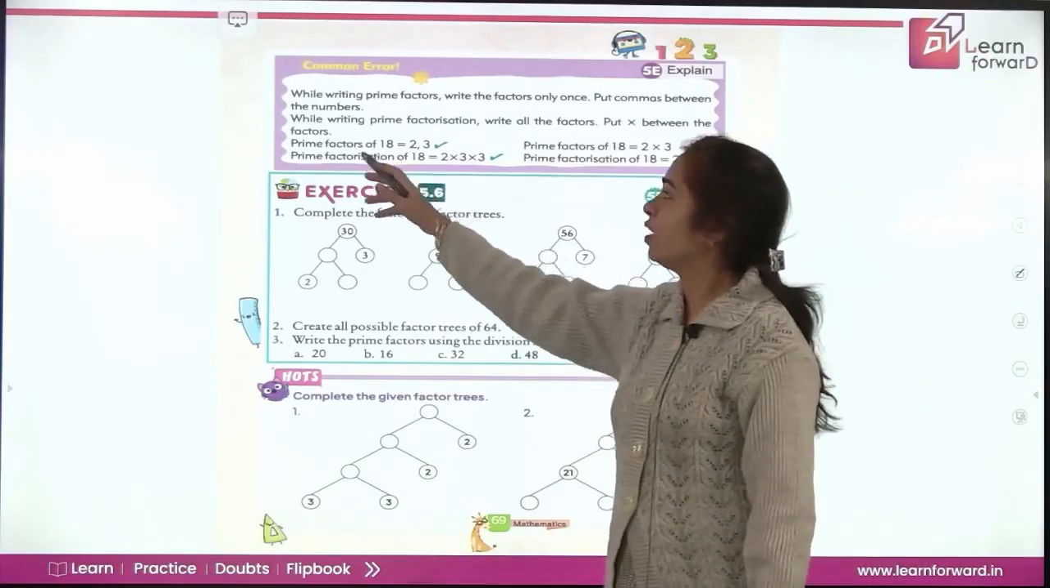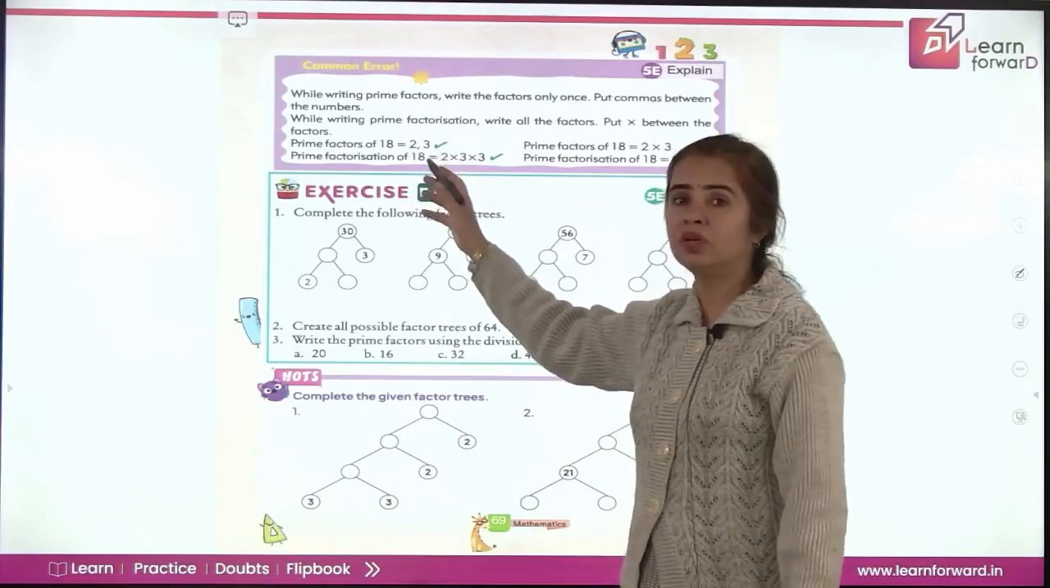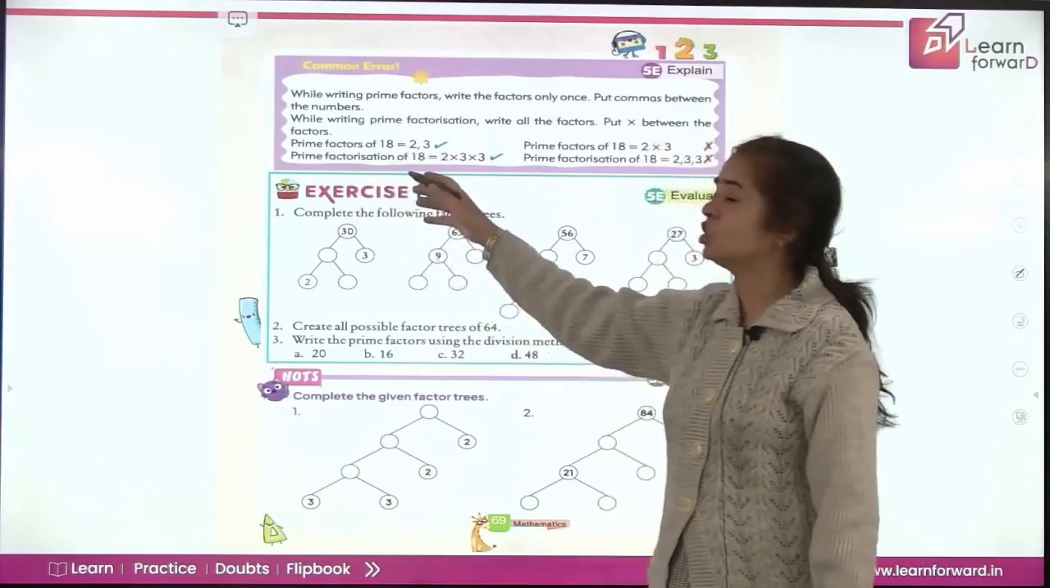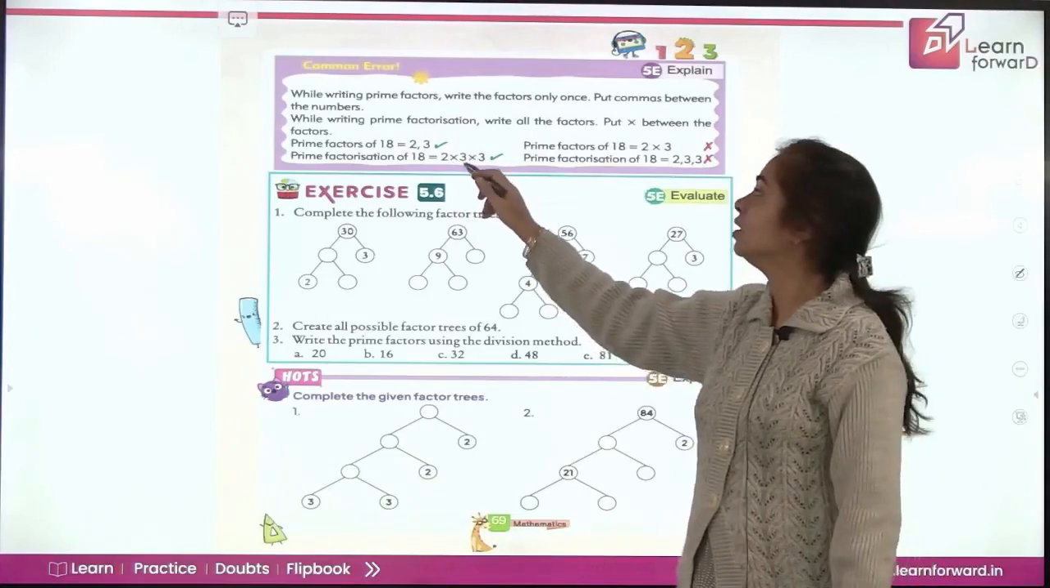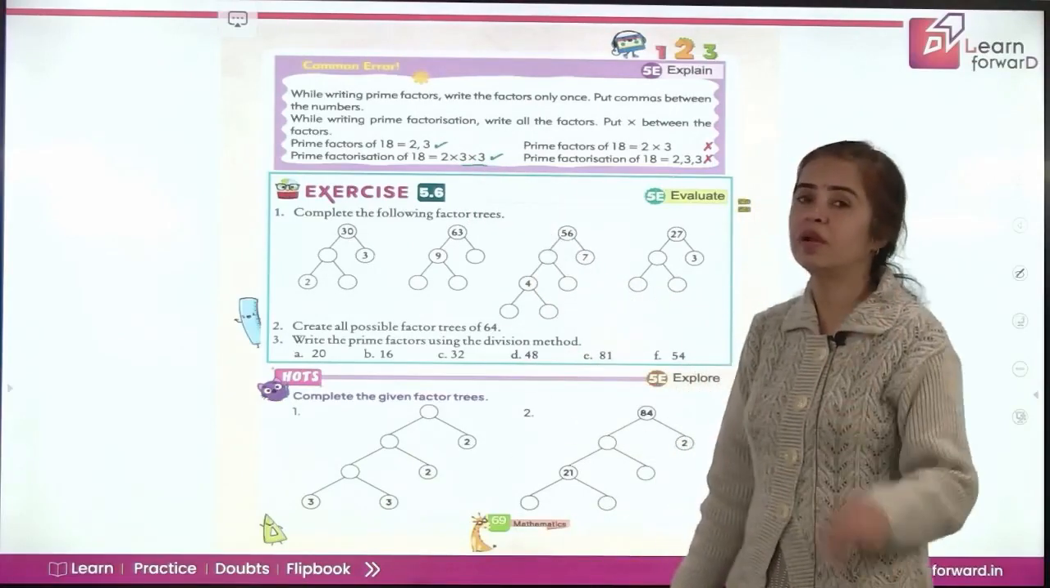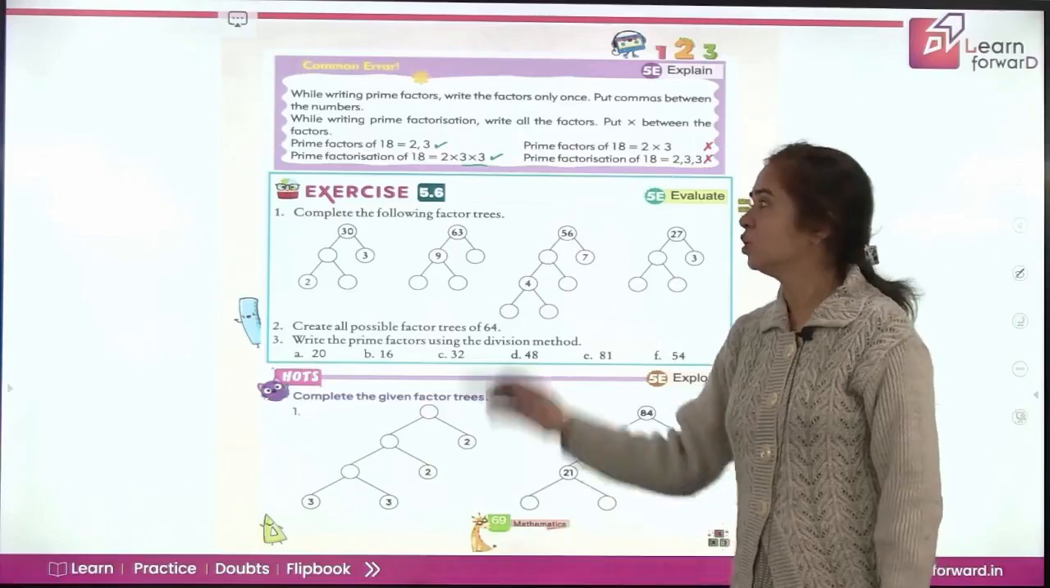So prime factors of 18 are 2, 3. But prime factorization of 18 will be 2 times 3 times 3. So here 3 will come 2 times. You have to write it 2 times. Okay. So you have to remember this.